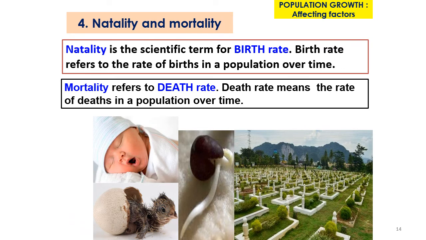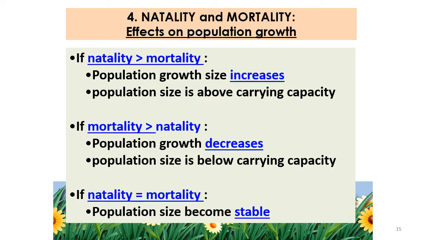Okay, next and finally, we have natality and mortality. Natality means birth rate, and mortality means death rate. So if the natality, the birth rate, is much higher than the mortality, the population size will increase. But if the mortality, the death rate, is much higher than the natality, then the population's growth will decrease. If the natality rate is equal to the mortality, it means that the population has become stable.